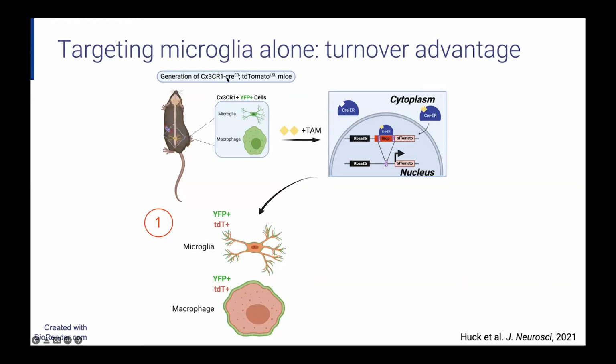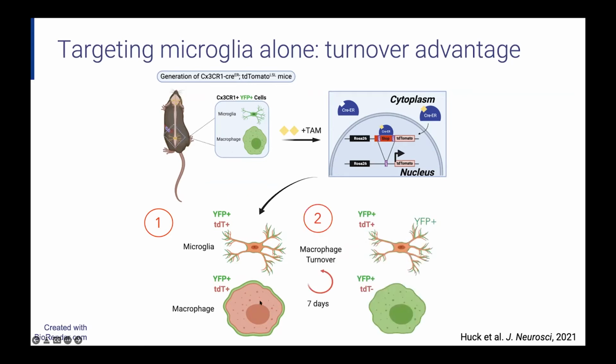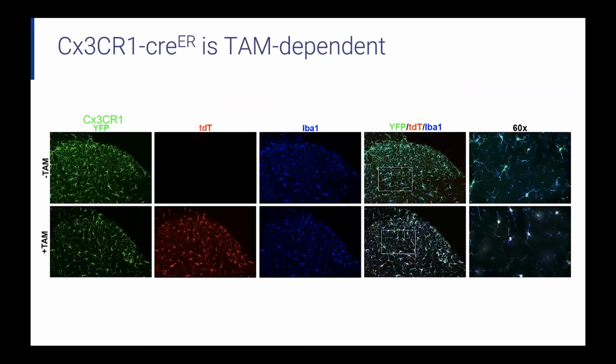And first just confirming that we actually see a change in turnover using a TD tomato mouse, so that when we give tamoxifen, we turn on the tomato, and that initially we'll see microglia that are both labeled green because of the CX3CR1 receptor, but also red because of TDT expression. Same with the macrophages. But as the macrophages turn over very fast and the microglia turn over very slowly, if at all, we would then lose expression of the TD tomato in the macrophages and only see the dual color microglia. So we wanted to first confirm that that was actually the case, and that it was tamoxifen dependent.